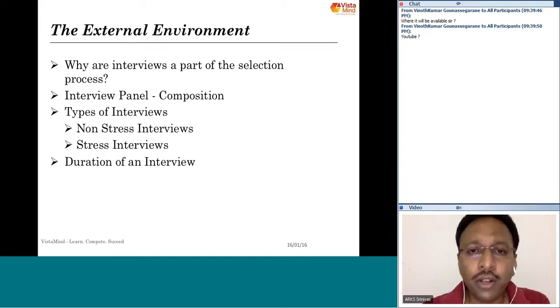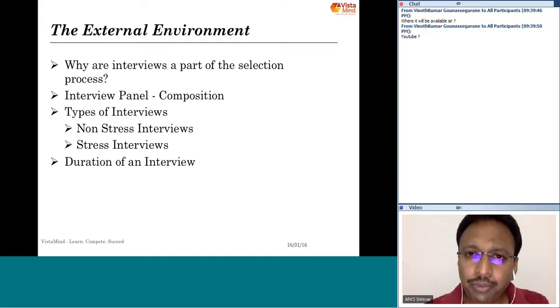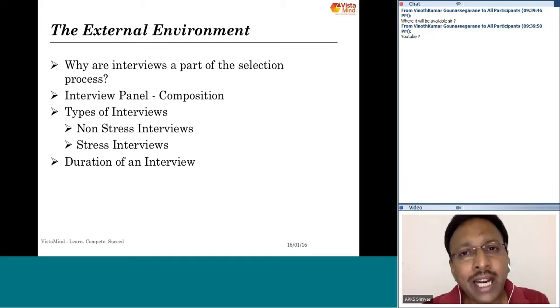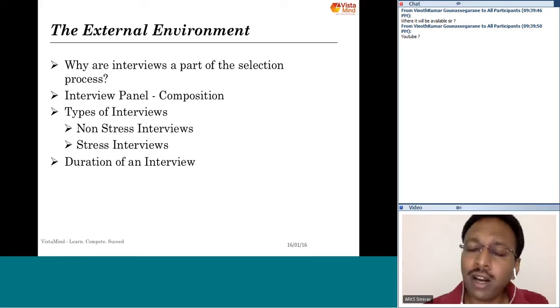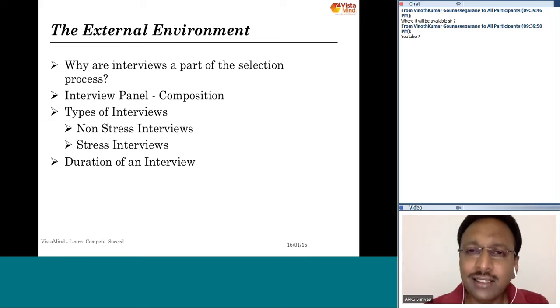One last thing about the external environment of an interview is the duration of the interview. It could range between 5 minutes to 25 minutes or sometimes a little more. Does it mean that anybody who gets a 5-minute interview is going to be rejected, or anybody with a 15-minute or 45-minute interview is definitely selected? The answer is no. Neither of the two cases will be true.